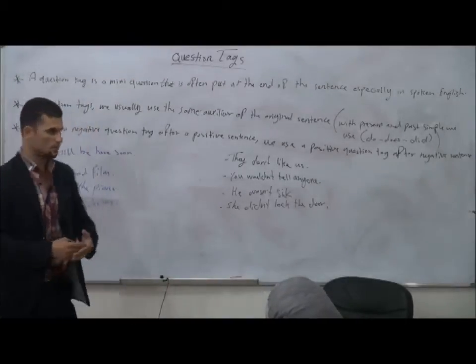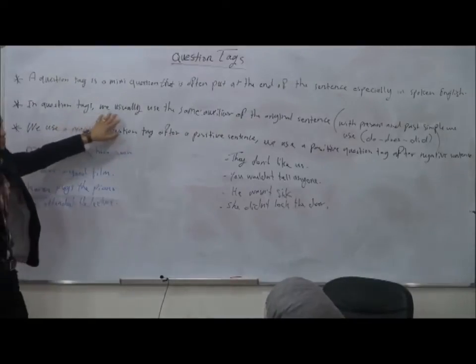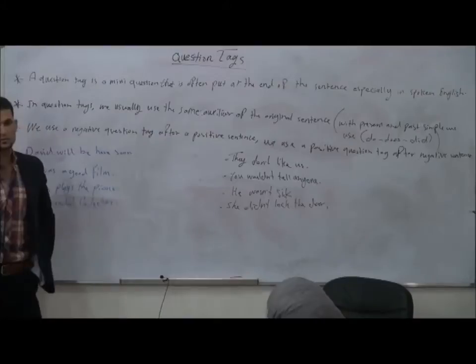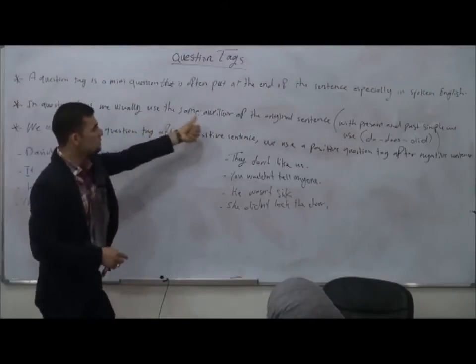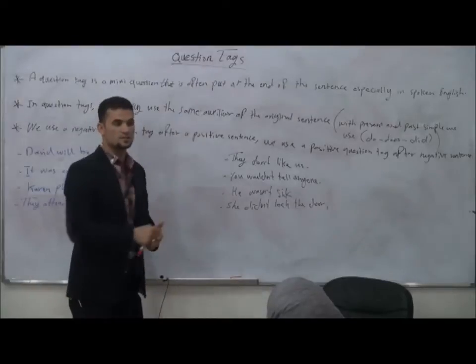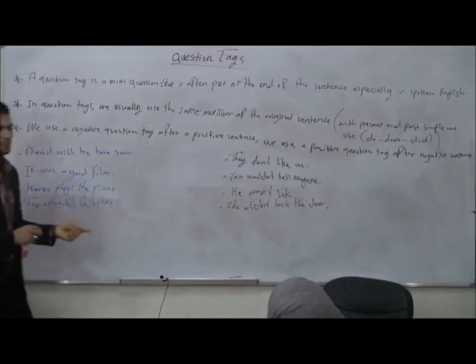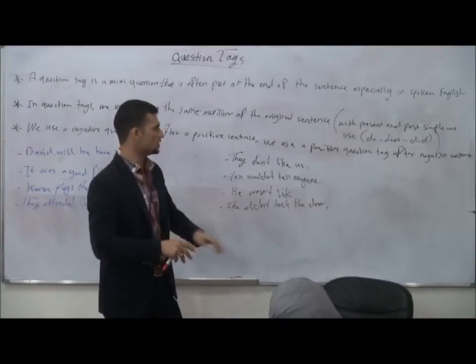Okay? Look. In a question tag, we usually use the same auxiliary of the sentence. Don't forget, in a question tag, we usually use the same auxiliary of the original sentence. يعني استخدم نفس الفعل المساعد مال الجملة الأصلية. When we put it at the end of what? Yes, at the end of the sentence.